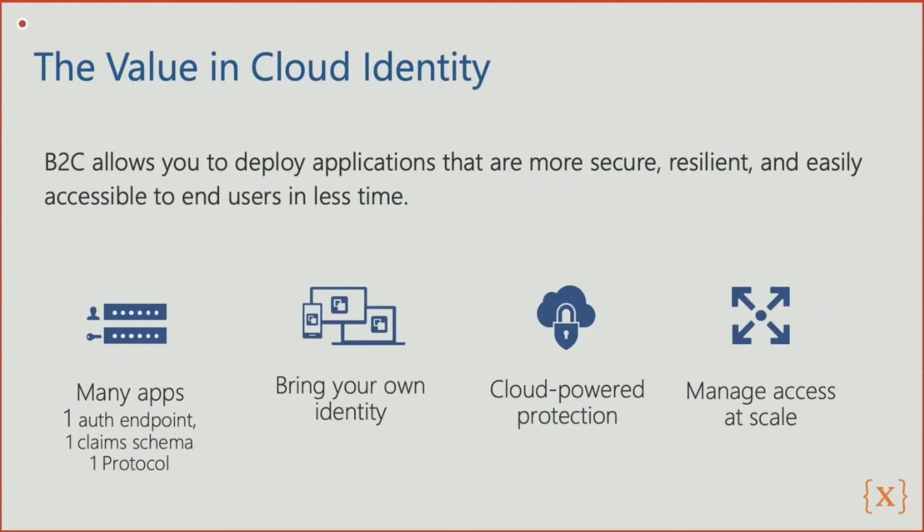So B2C, I think, has some more business value to it. It allows you to develop applications that are more secure, resilient, and easily accessible to end users in less time. So that notion of building an IDP to consume these different services, when we go back to that modern authentication side, to roll our own identity source that stores these users securely and maps those GUIDs and issues new tokens, that can be a significant effort to undertake on your own. It can be done, but it's going to take you longer to develop your app, right? So on top of that, you can have many applications, but you're always going to have one endpoint, one claim schema, and one protocol.